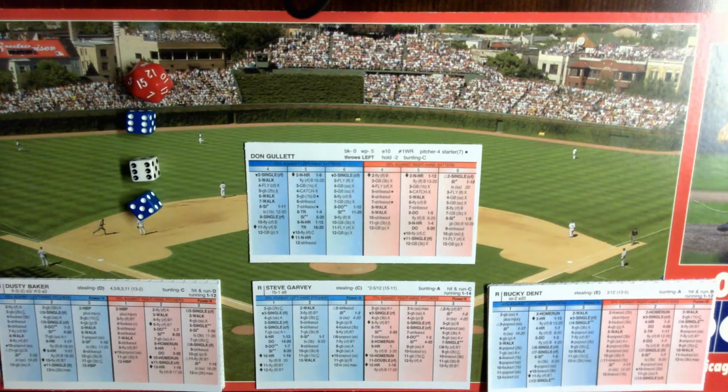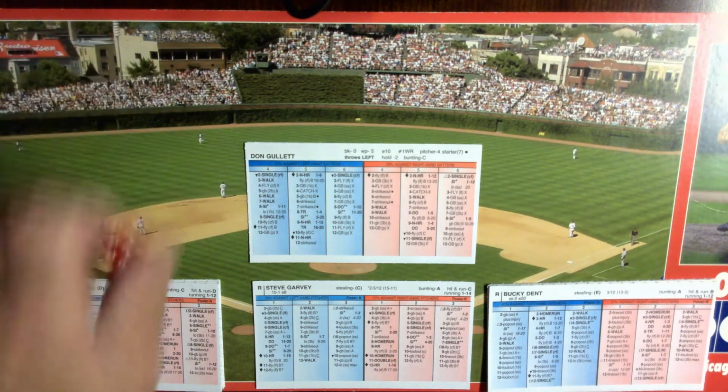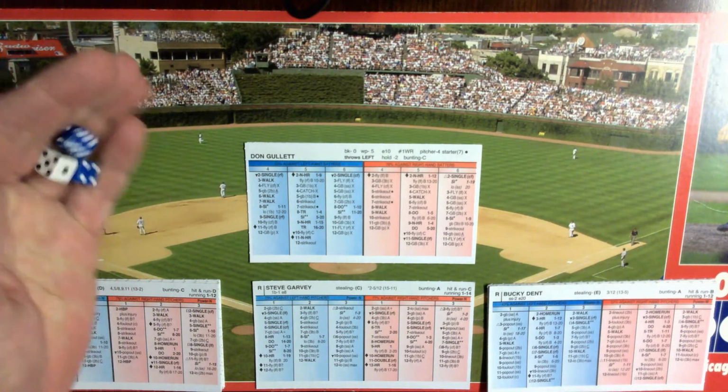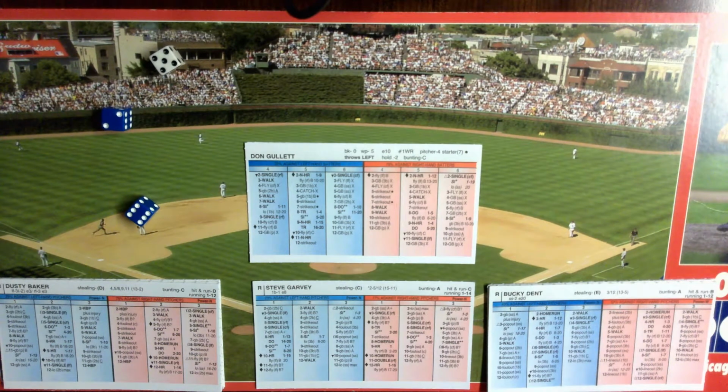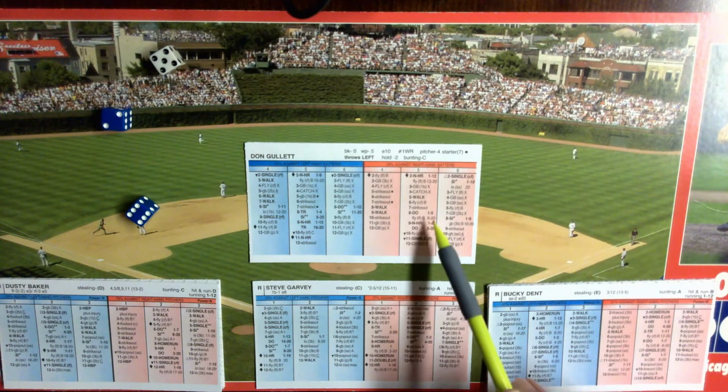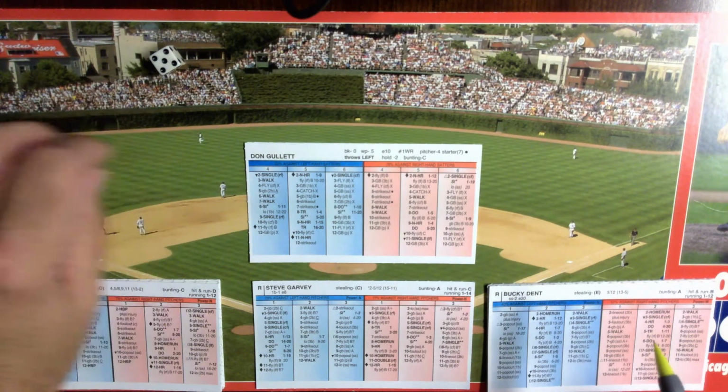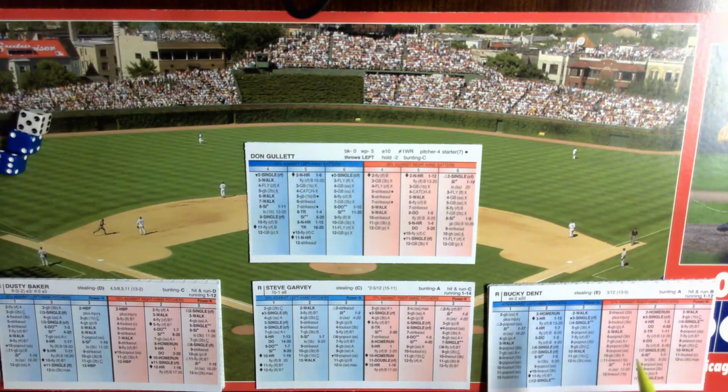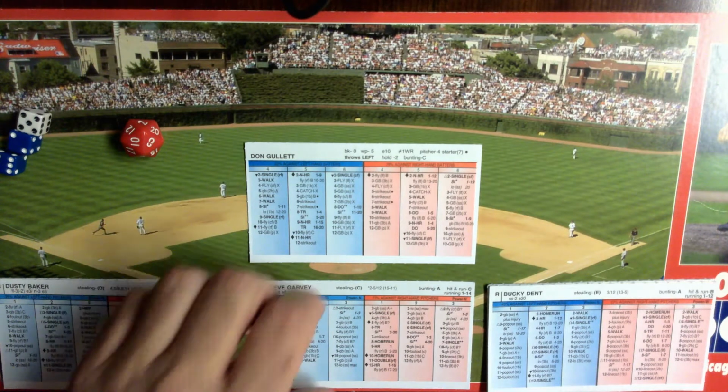Top of the 5th, Yankees lead the Dodgers 1-0. We have Garvey, Baker, and Burke up for the Dodgers. A 5 and an 8 against a right-handed batter is a fly out to left field, and that is a fly out to Lou Piniella in left field for the first out of the inning. Garvey is retired.